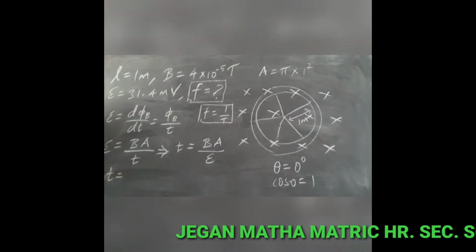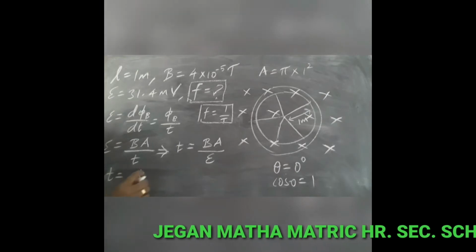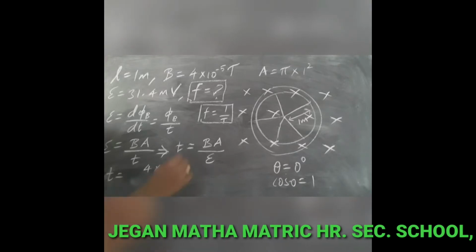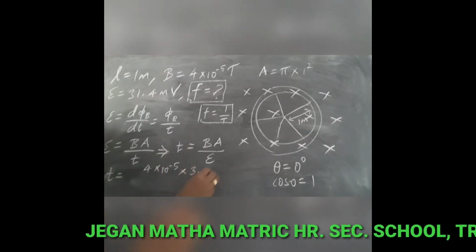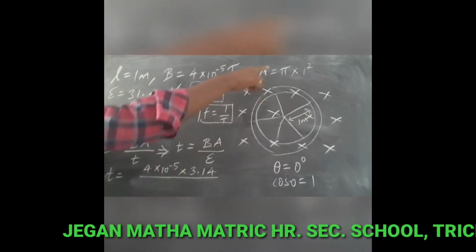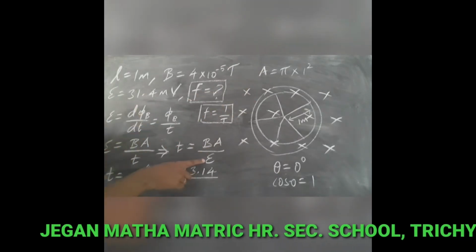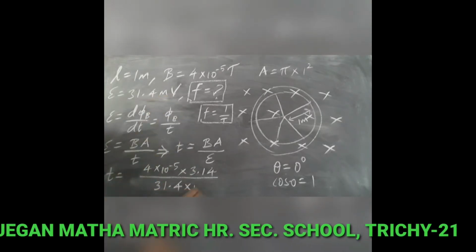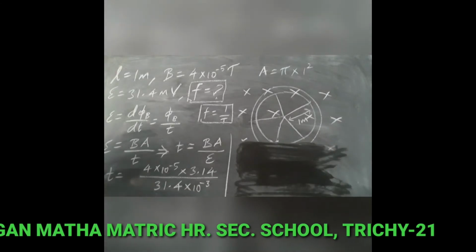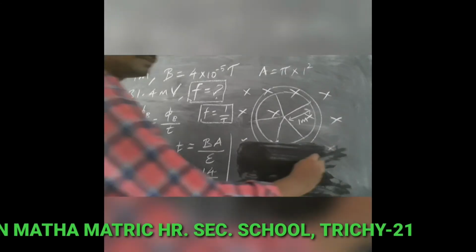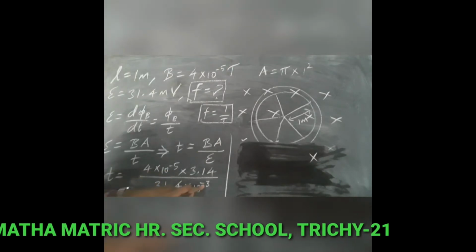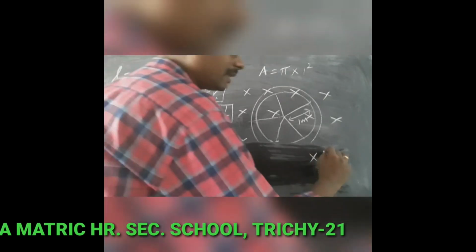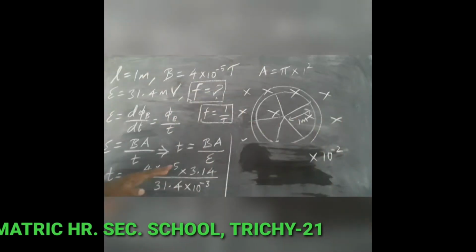T is equal to, what is the B value? 4 into 10 to the power of minus 5. Area we have found there, 3.14. Pi only we have into 1 square, and we are going to eliminate that. So what is the remaining thing? In the denominator, EMF we have to substitute 31.4 millivolt. So 10 to the power of minus 3. So 10 to the power can be written separately. 10 to the power of minus 5 in the numerator and 10 to the power of minus 3 in the denominator. So that can be taken, numerator means 10 to the power of plus 3. So minus 5 plus 3 is minus 2. And the remaining things you have to calculate.